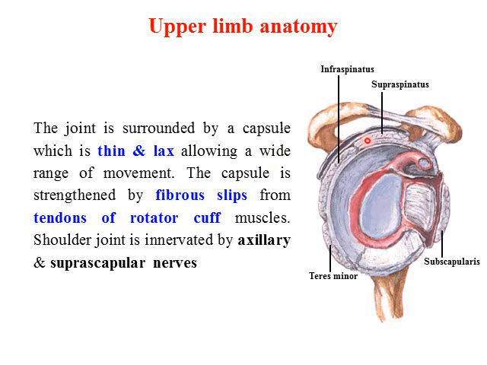The joint cavity is surrounded by a fibrous capsule which is lax and thin to allow a wide range of movement. The capsule is reinforced by the fibrous slips that are derived from the tendons of rotator cuff muscles, anteriorly subscapularis, superiorly supraspinatus, and posteriorly infraspinatus. The shoulder joint is innervated by axillary and suprascapular nerves.